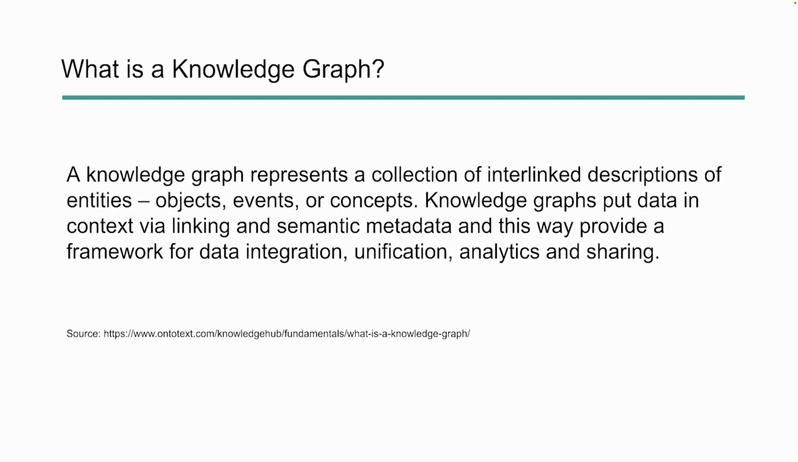So what's a knowledge graph? A knowledge graph, as we've talked about on this channel, represents a collection of interlinked descriptions of entities, objects, events, or concepts. Knowledge graphs put data into context via linking as well as semantic data. And this provides a framework for data integration, unification, analytics, and sharing. So as you can see, there's a little bit of commonality between what we would call a taxonomy and having a full-blown knowledge graph.